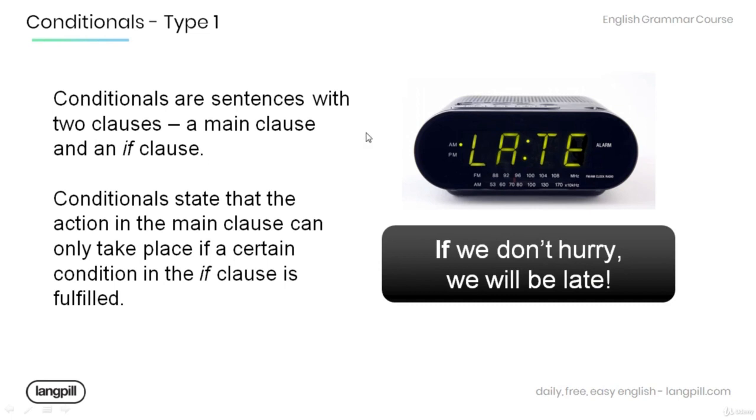Remember that conditionals are sentences with two clauses, a main clause and an if clause. Now, conditionals state that the action in the main clause can only take place if a certain condition in the if clause is fulfilled. Have a look at the example over here. If we don't hurry, we'll be late. Now this is a conditional sentence and is used to state that the action in the main clause, being late, will take place if we don't hurry.